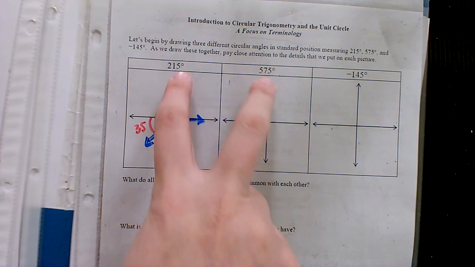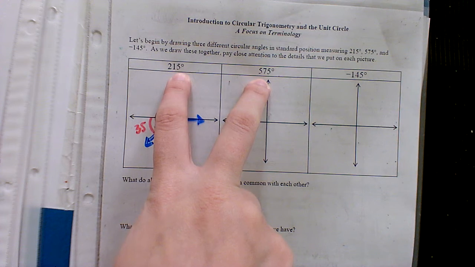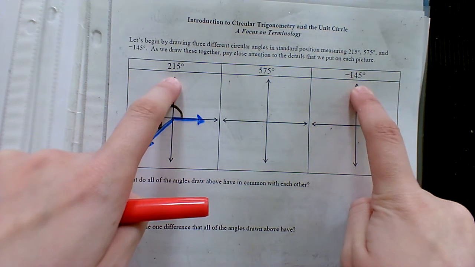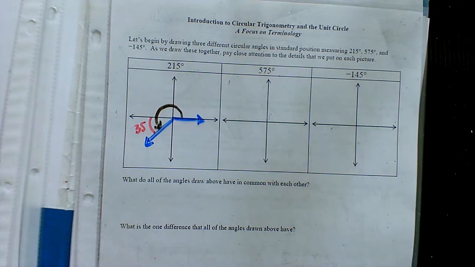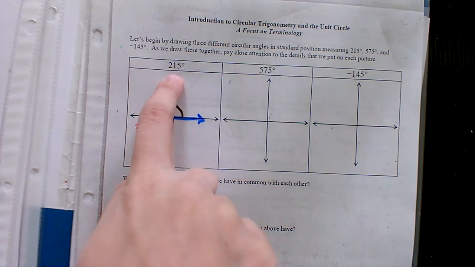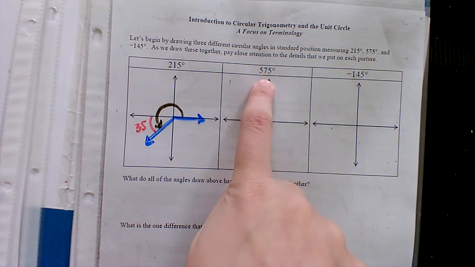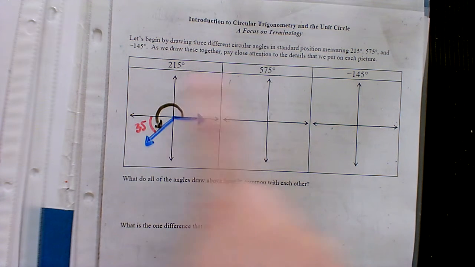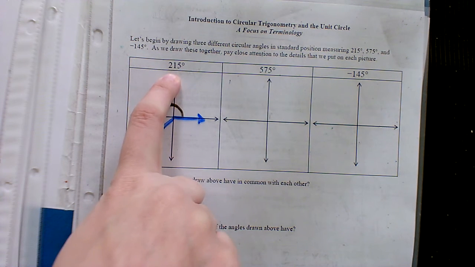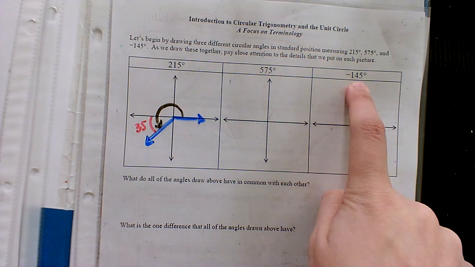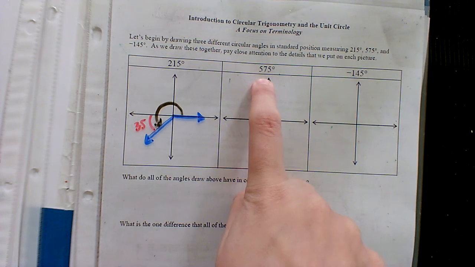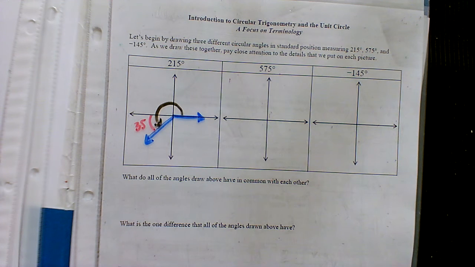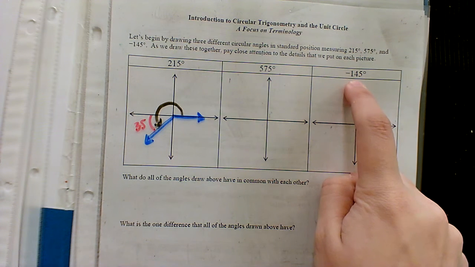What's the difference between these two angles? What's the difference between these two? What's the difference between these two? You see it? Yeah? It's a difference of 360. If you take 215 plus 360, you'll get 575. If you take 215 minus 360, you'll get negative 145. If you take 575 and subtract 360 twice, you'll get negative 145.